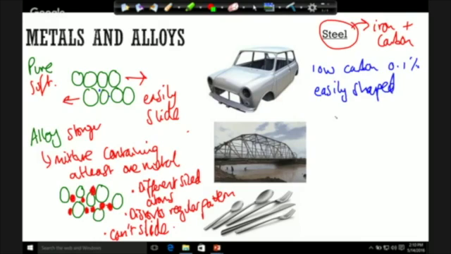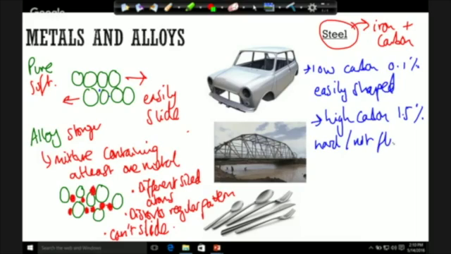And in that case, it can be used in things like car bodies, like this one shown here. The second one we're going to talk about is high carbon. So that's adding a little bit more carbon, distorting those layers even more, making it that bit stronger. And high carbon is hard and not flexible. And it's used in things like building bridges and also blades on cutting tools as well. So if you increase the amount of that second sized atom in there, you're going to make a stronger alloy.